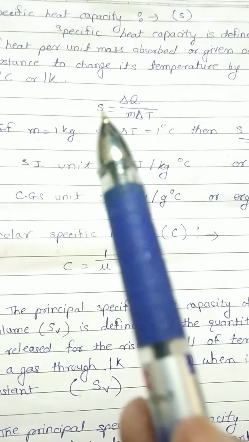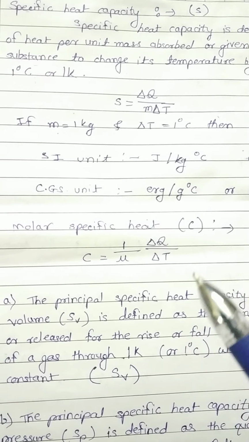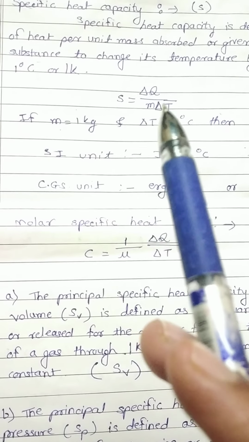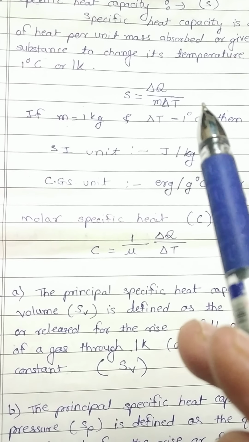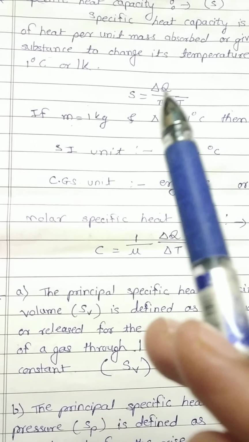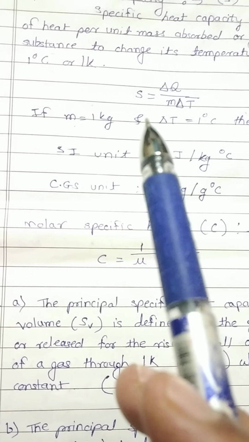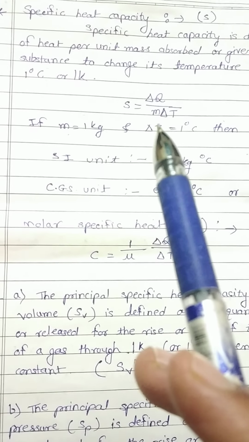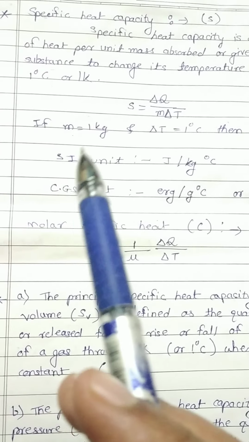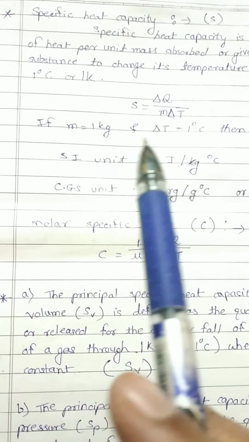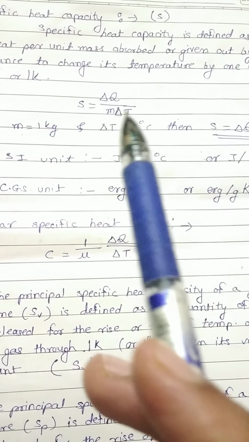So the formula is S equal to delta Q. Here delta Q stands for the amount of heat absorbed or given out by a substance of mass m when it undergoes a temperature change delta T. Then the specific heat capacity of that substance is given by S equals delta Q upon m delta T. If the mass of the substance is 1 kg and the change in temperature is 1 degree Celsius, then S is equal to delta Q, because both are 1.